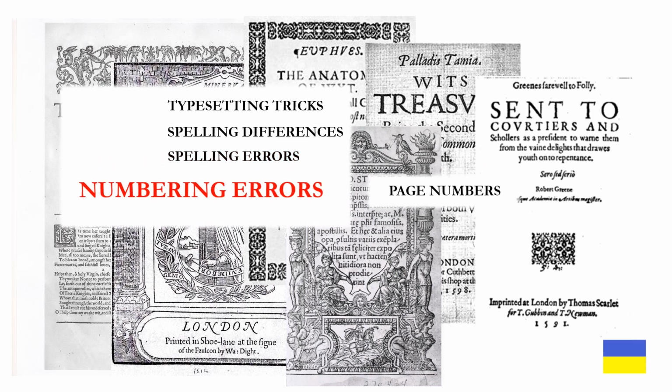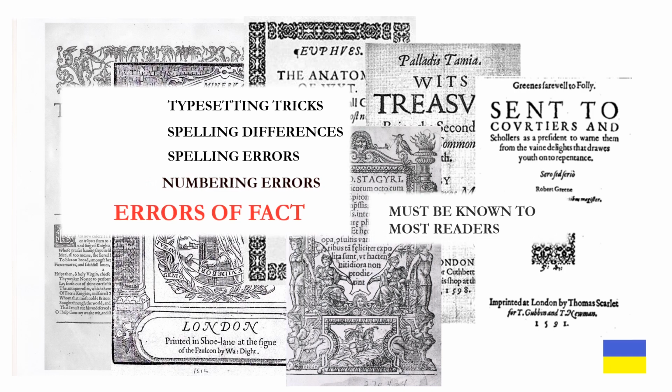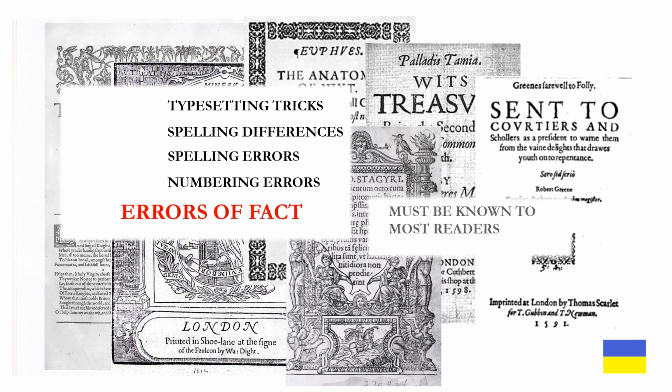Next, we have numbering errors. Next, we have errors of fact, and the facts must be known to most readers. An example of an error is that Richard III was Queen Elizabeth I's father. Most people would know that it was Henry VIII, but in a text, if the writer is saying that Richard III is her father, that's a clue. Something is up.